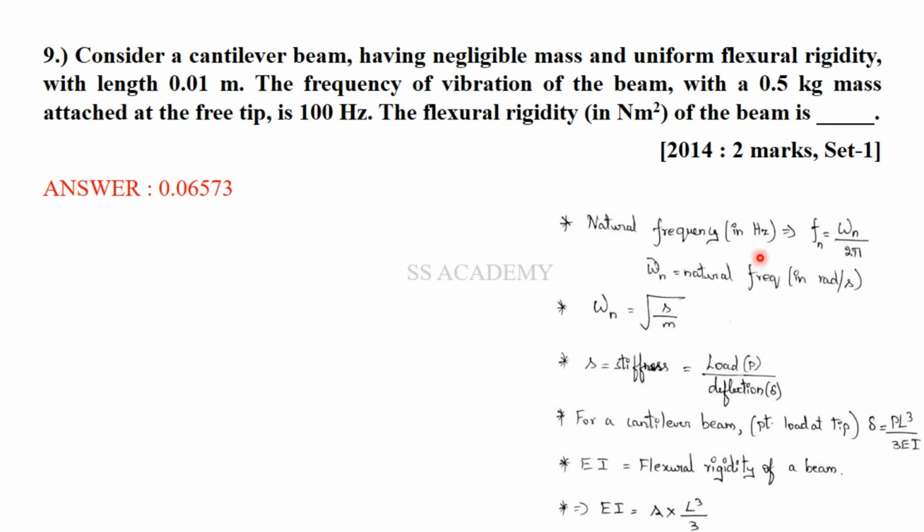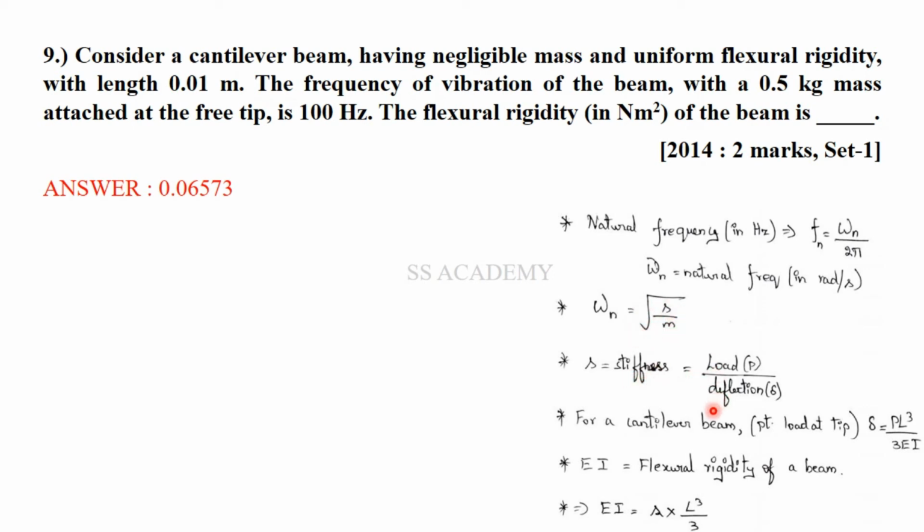Natural frequency in terms of hertz is given as omega n by 2 pi. Omega n is referred to as natural frequency in radian per second, while Fn refers to natural frequency in hertz. Okay, this is the relation between natural frequency in hertz and natural frequency in radian per second. Also, we must remember that omega n is equal to root of S by M, where S is the stiffness given as load by deflection.